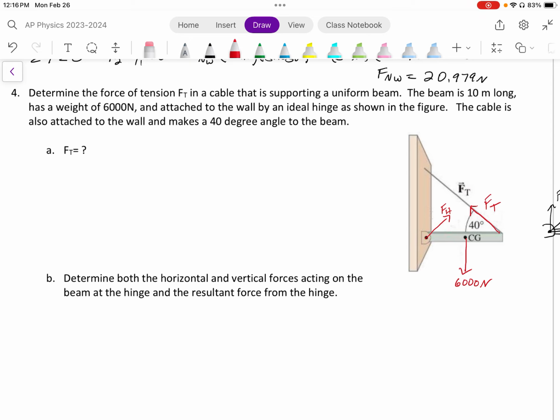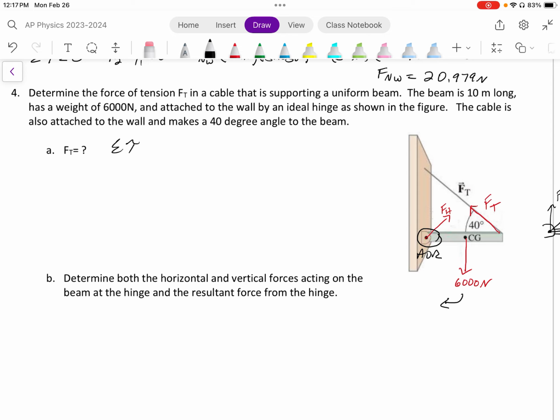Okay. They want to know force of tension. So one nice thing about summing the torques is that I don't really have to break my forces up into components. So I'm going to try to solve for force of tension using no components at this time. I'm going to use an axis of rotation. I'm going to select that at the hinge since I don't know anything about that force that the hinge is putting on the beam. And now I've eliminated it from the sum of the torque equations.